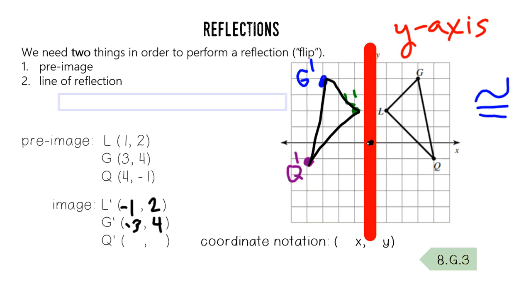And Q prime, negative 1, 2, 3, 4, comma negative 1. Negative 4, comma negative 1. I'm going to grab my highlighter here so that we can start looking at the x coordinates to see if they have changed. My original x coordinates were 1, 3, 4. And now my coordinates are negative 1, negative 3, and negative 4.